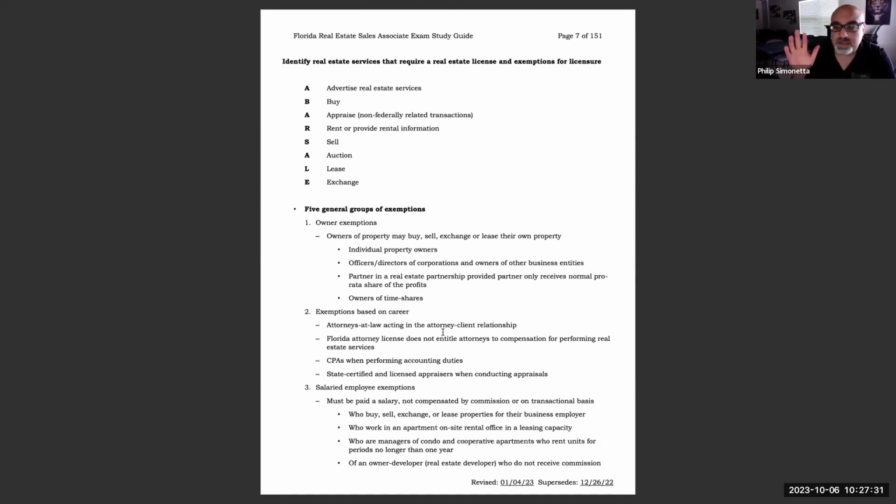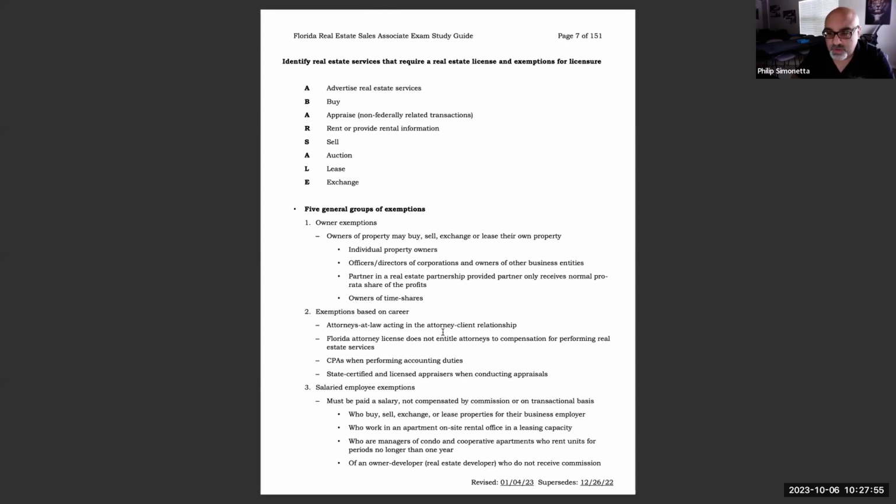Okay. And there are 5 general groups of exemptions. You have the owner exemption. I just said that. If you own the property or you're involved in the sale of a property, you may buy, sell, exchange, or lease your own property. That's for individual property owners, officers, directors, and corporations and owners of the businesses. So if a business owns the property, the person who owns the business can do it.